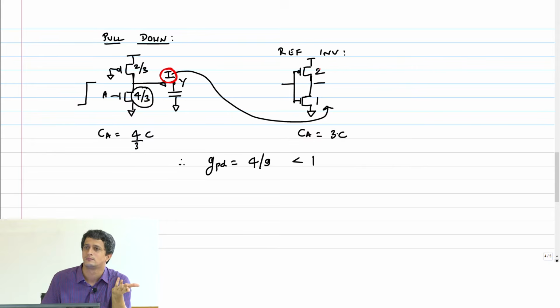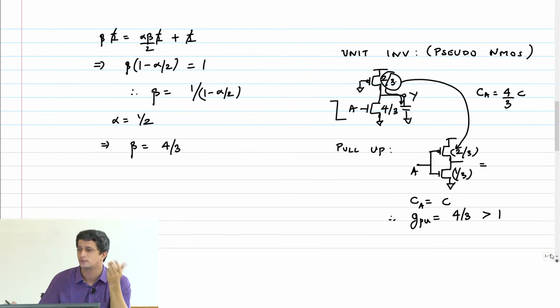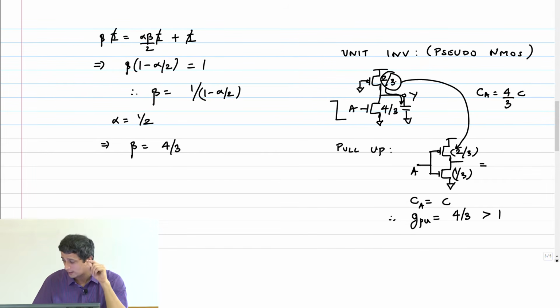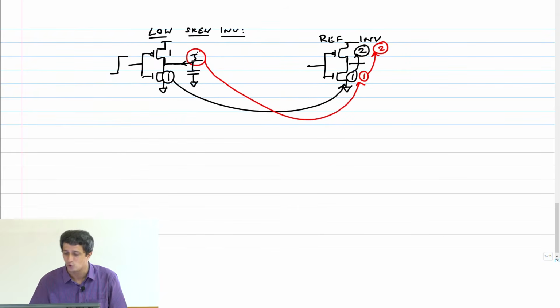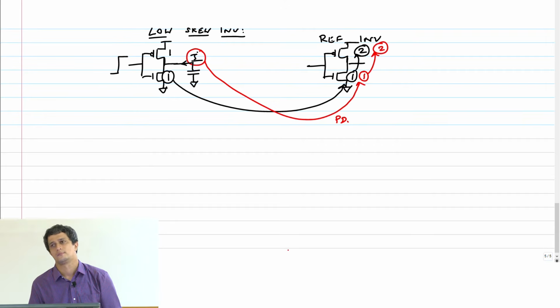Yes. That's exactly what it was. But you should be careful. When I take the pseudo, let me take this high skew inverter or low skew inverter, this was basically for pull down. When I wanted pull up, what do I do? Then I have to take the PMOS 1, then it becomes 1.5. So that will change.